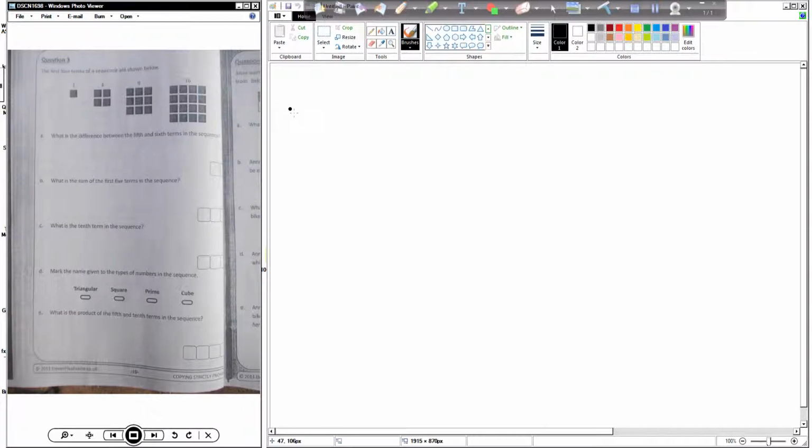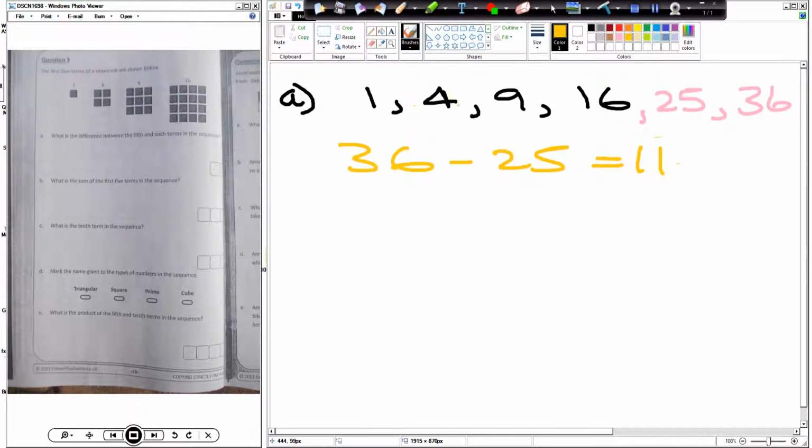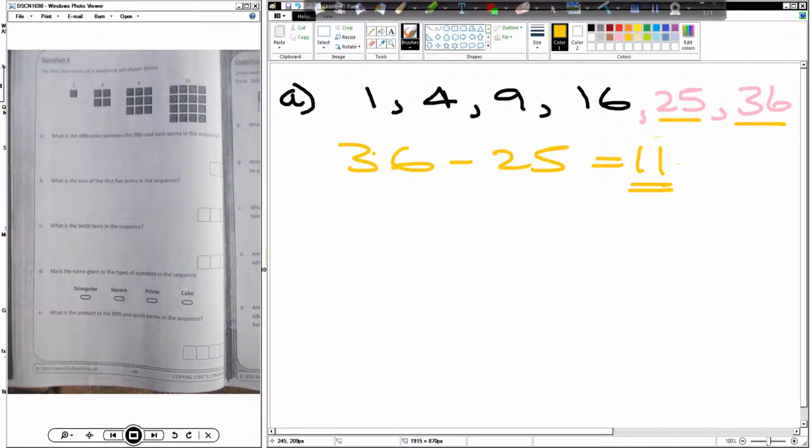Question number 3. What is the difference between the fifth and sixth terms in this sequence? Right. Who got this one right? So for the first, second, third, fourth term from here, 1, 4, 9, 16, the square numbers. The next two terms are 25, 36. It says work out the difference between the fifth and the sixth term, which is 36 minus 25, which is equal to 11. Okay, question 3A is done.